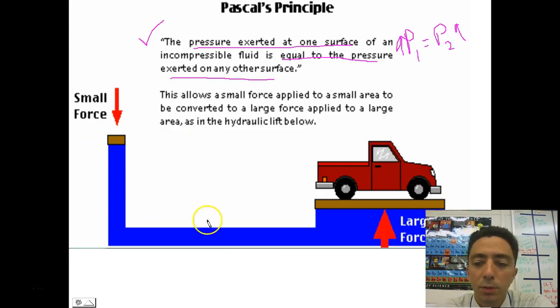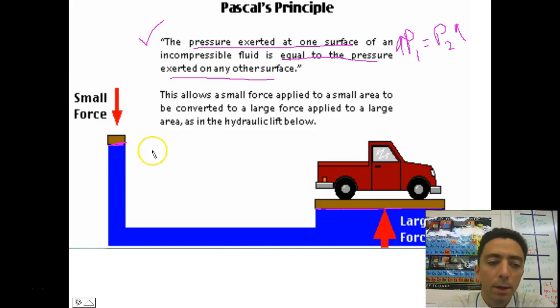And that's what is useful about these hydraulic lifts. We have a small area over here where we put our input force in, what we would actually push down on, and that force is going to get magnified over a large area. The reason why it gets magnified is because if we increase the pressure here, the pressure across the entire fluid is going to increase, and the pressure equation is pressure equals force over area.